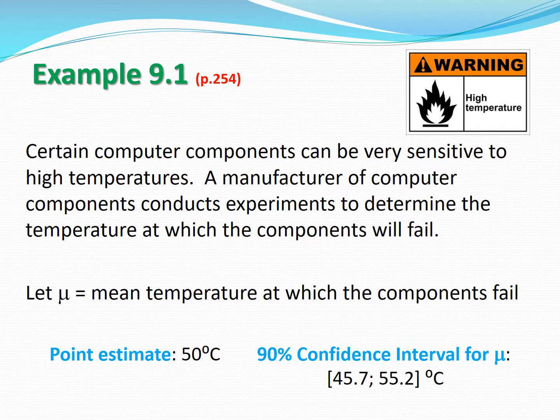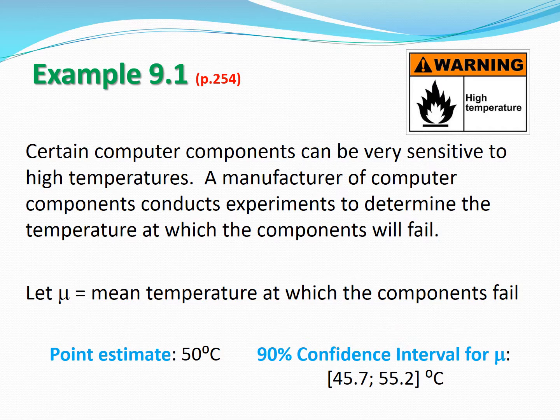So let's say certain computer components are very sensitive to high temperatures, and the manufacturer of the computer components conducts experiments to determine the temperature at which the components will fail. Now, he wants to estimate the population mean, which is defined as the mean temperature at which the components fail. Obviously, the computer manufacturer can't test all the components because he will risk damaging them all. So he can take a sample and then see when they will fail, and then he can calculate a point estimate or a confidence interval for the population mean.